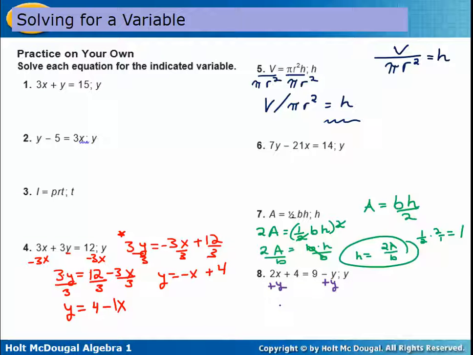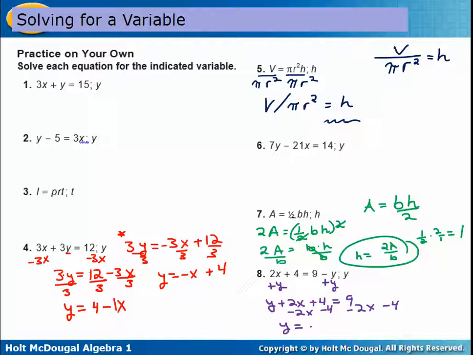Or some students prefer to get it positive by adding y to both sides to start this equation out. So then we would have a positive y plus 2x plus 4 equals 9. And then you would have to subtract the things that are being added to the y. So I'd have to subtract the 2x from both sides, and I'm going to have to subtract the 4 from both sides. You can do that in one step, or you can do it in two.